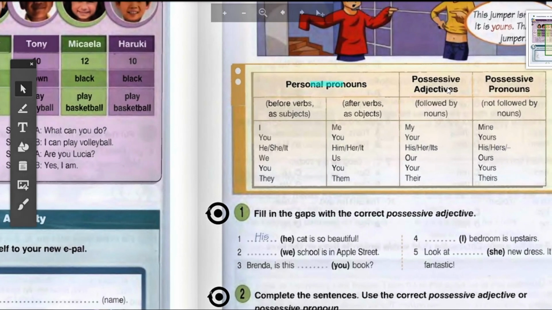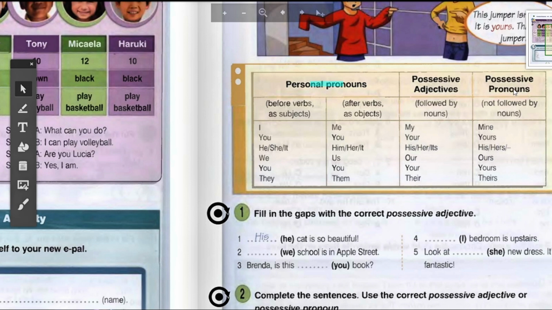So, then is possessive adjectives followed by nouns. Yəni özündən sonra isim tələb eləyir. For example, my book, mənim kitabım, your book, sənin kitabın, his, her, its, onun kitabı, our book, bizim kitabımız, your book, sizin kitabınız, their book, onların kitabları.